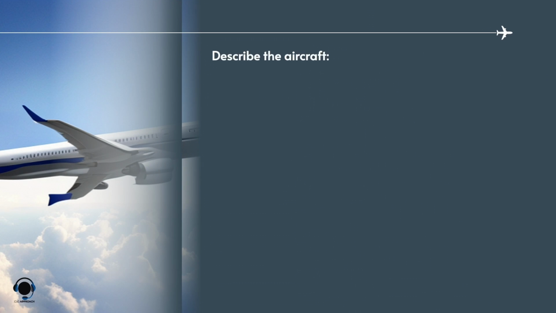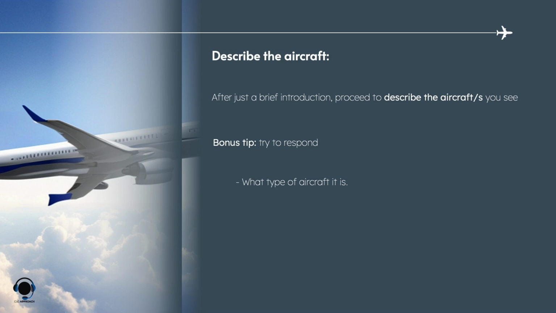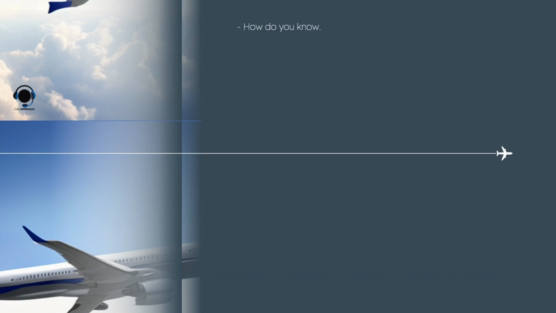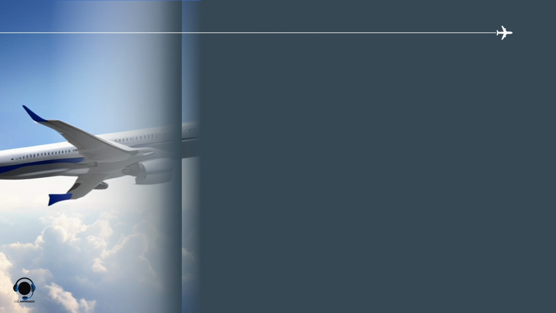Now, we will jump right into step 2, describe the aircraft. After just a brief introduction, proceed to describe the aircraft you see. As a bonus tip, try to respond: What type of aircraft is it? And how do you know? Again, have a look at this vocabulary, as you might find it rather handy.